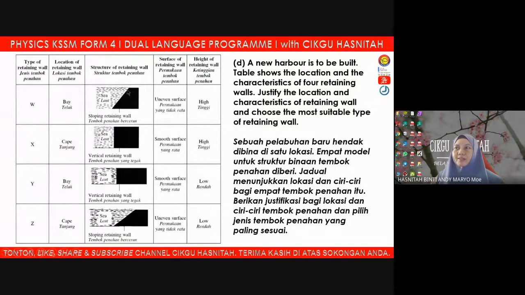How about the surface of the wall? Uneven or smooth is a better choice. And how about the height? Should it be high or should it be low? So you can think about this question first. Tomorrow I will share the answer with you.